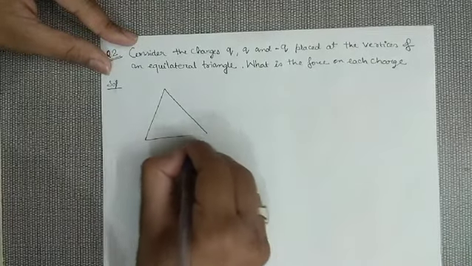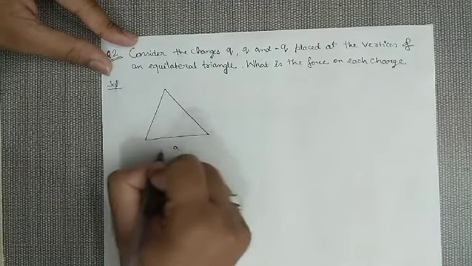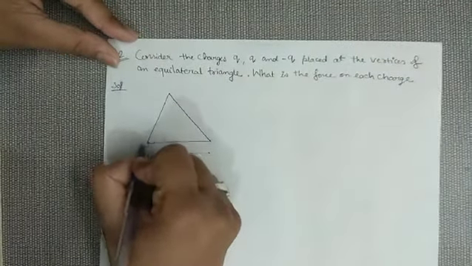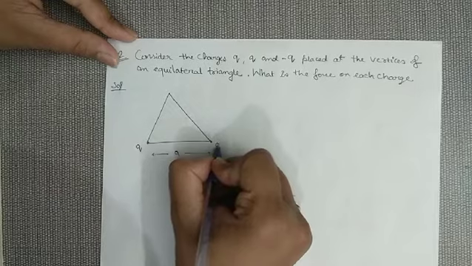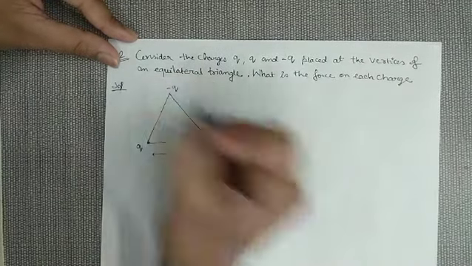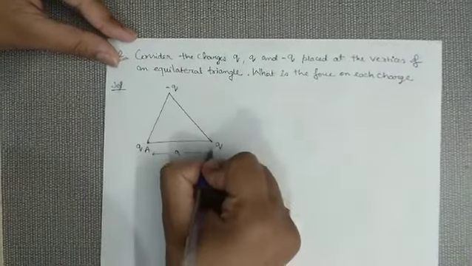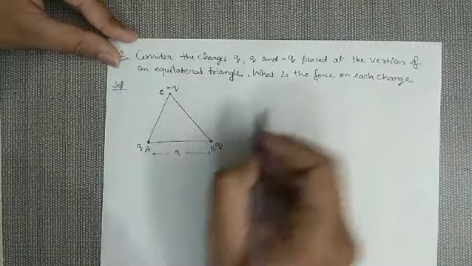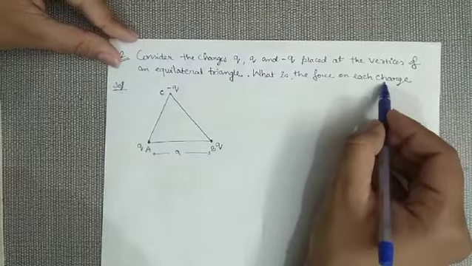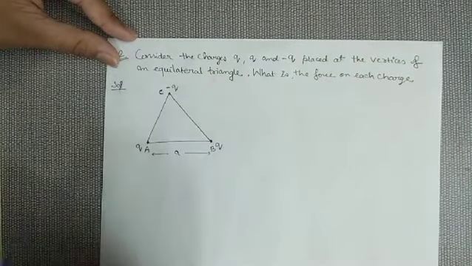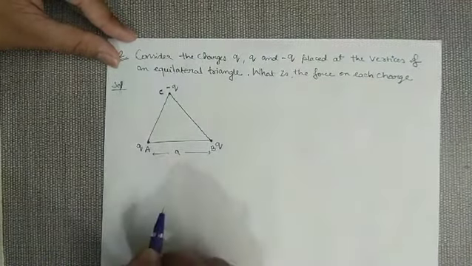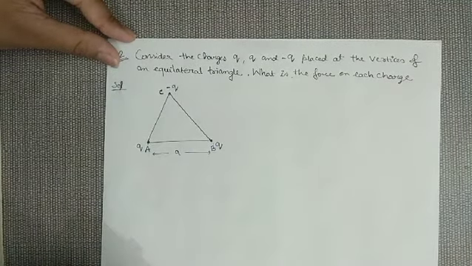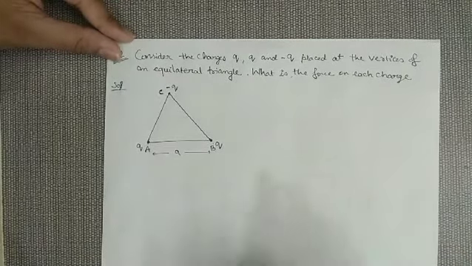Now consider it as an equilateral triangle of side A. You can take any X or L, whatever you like. Suppose the first charge is Q, the second one is Q, and the third one is minus Q. This is your point A, this is your point B, and this one is your point C. We have to find the force on each charge. It means we will solve this question in three parts. First of all, we will try to find the force on charge A, then on charge B, then on charge C.